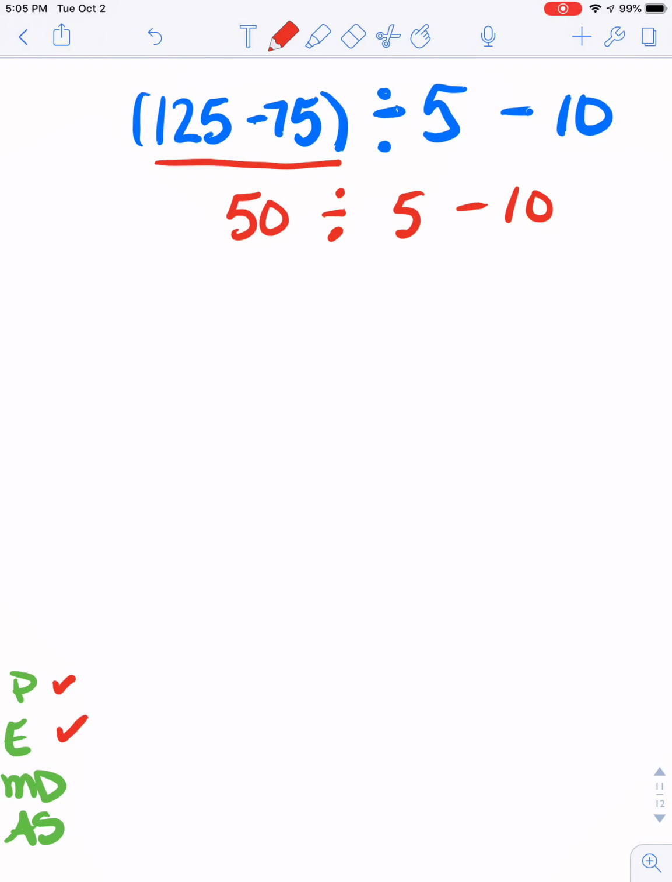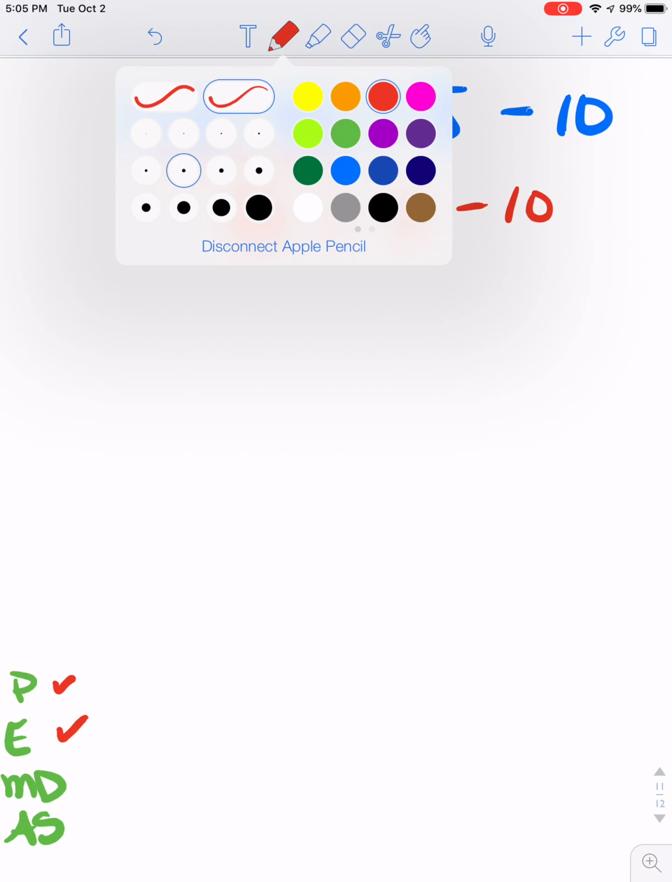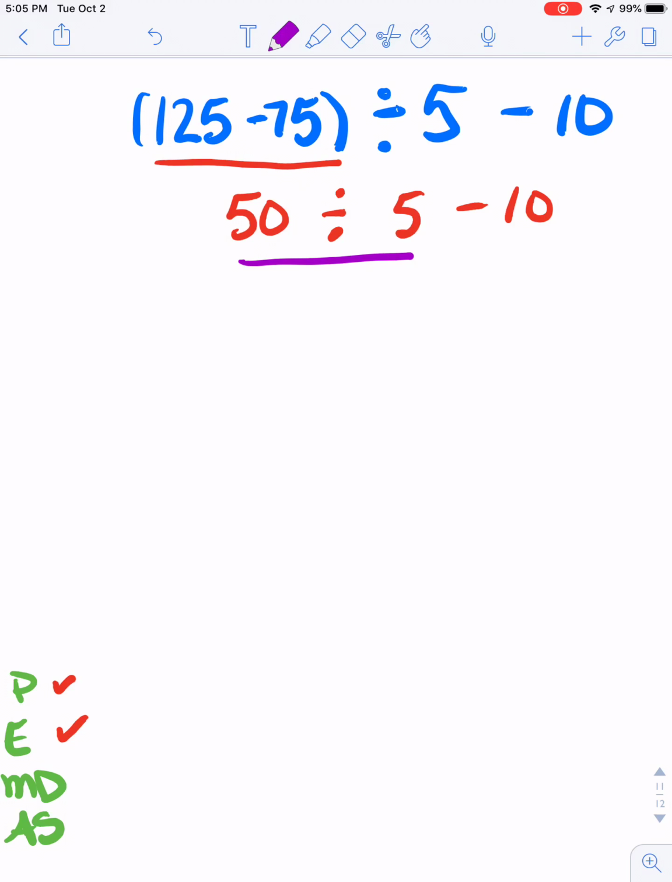No exponents. So you have multiply or divide next. So there's a divide. So 50 divided by 5 would be 10. Bring down my minus 10. So multiply and divide is done. And then if I subtract this, it's going to be 0.